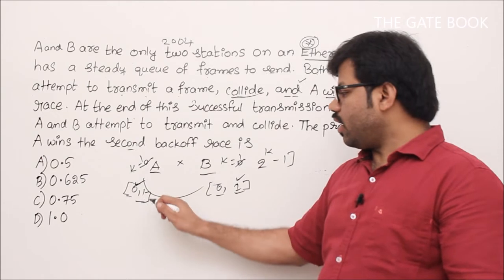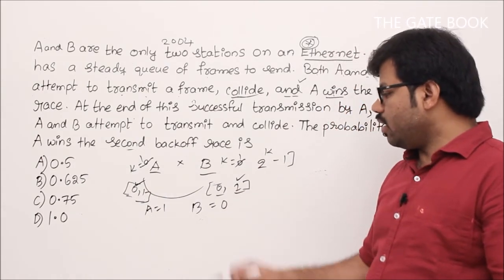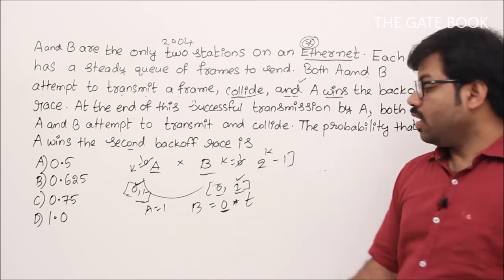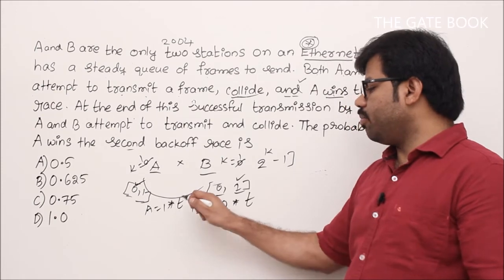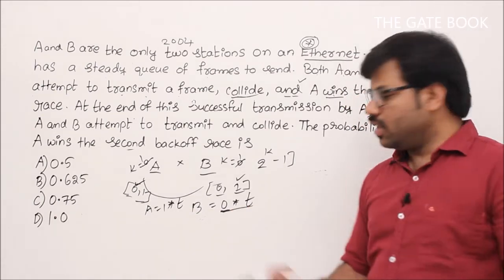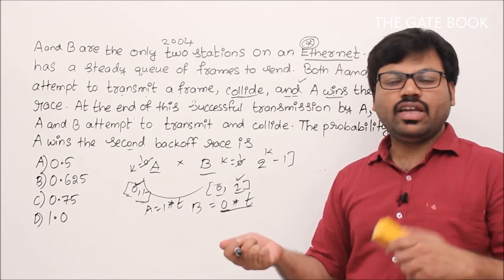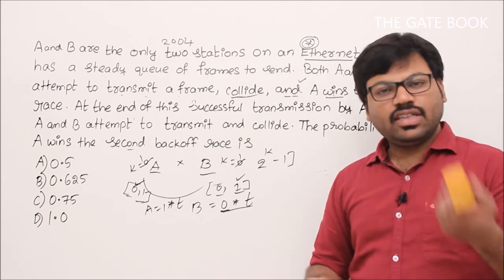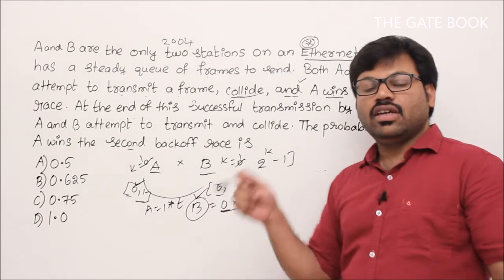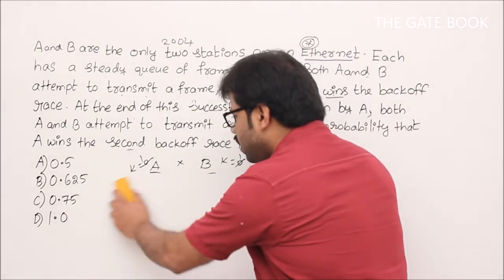Why not A equal to 1 and B's value 0? Then B is going to wait for 0 times t, and A is going to wait for 1 times t. Then 0 times t means B waits for 0 time, so B will immediately send the data while A waits. Then who wins? Definitely B wins the game. Winning the race means that whoever wins the race is going to immediately send the data. That's it. Now that is over already.